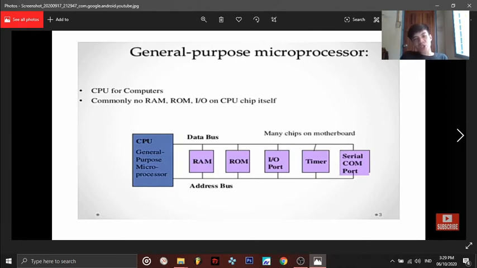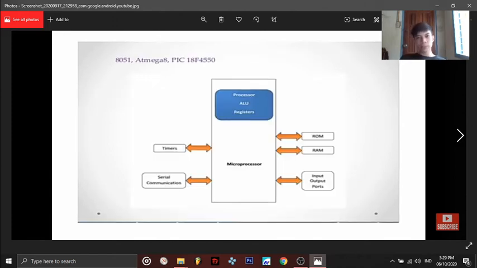So these are the general purpose microprocessor. This is a diagram again, like I said earlier. Alright, this is the microprocessor.